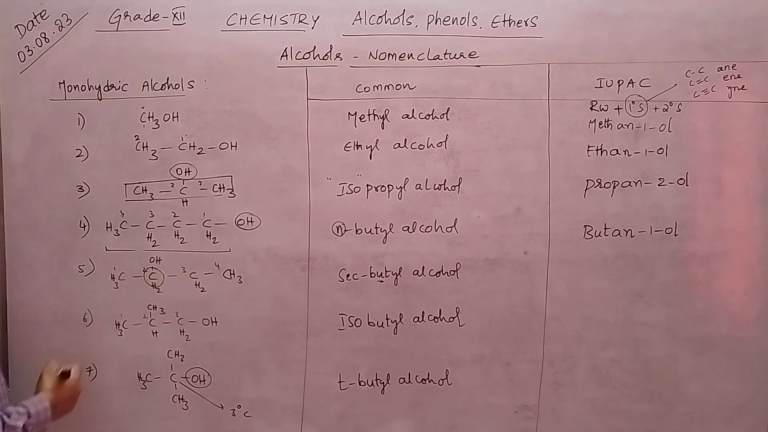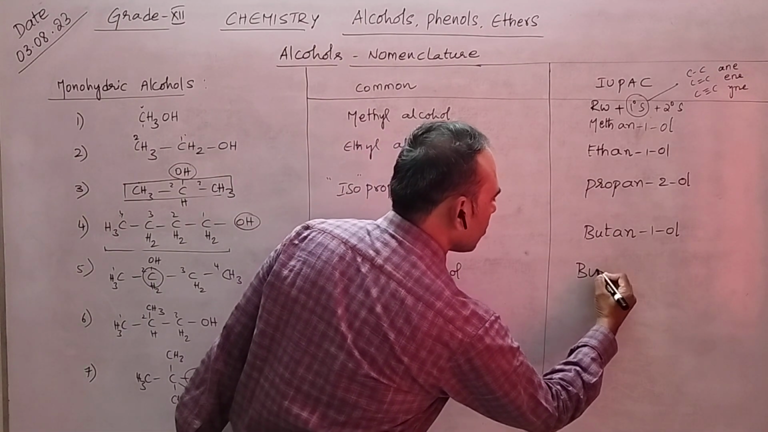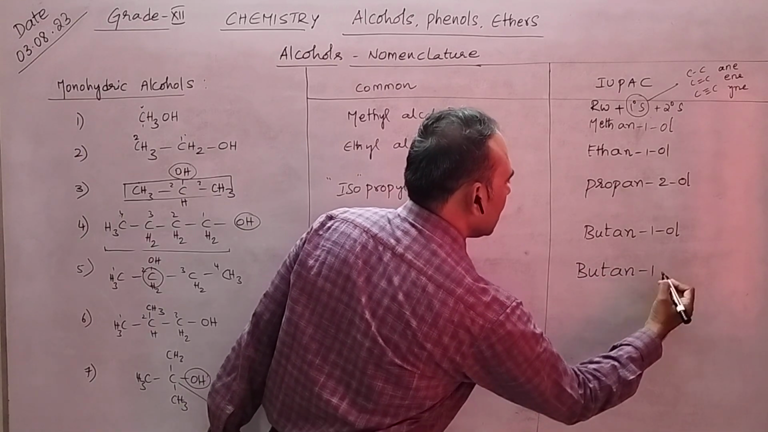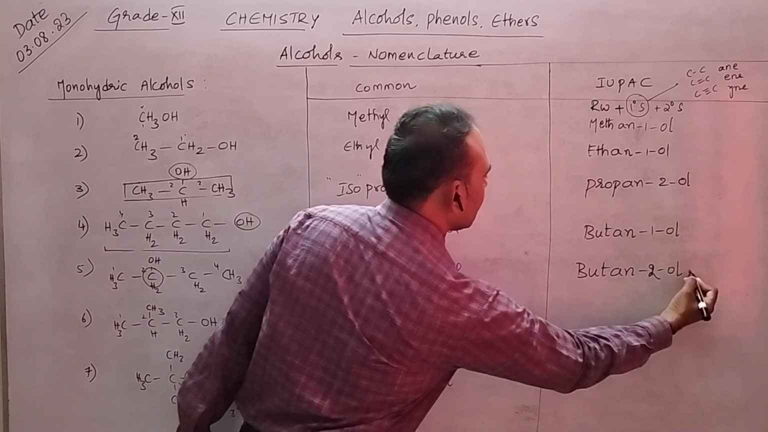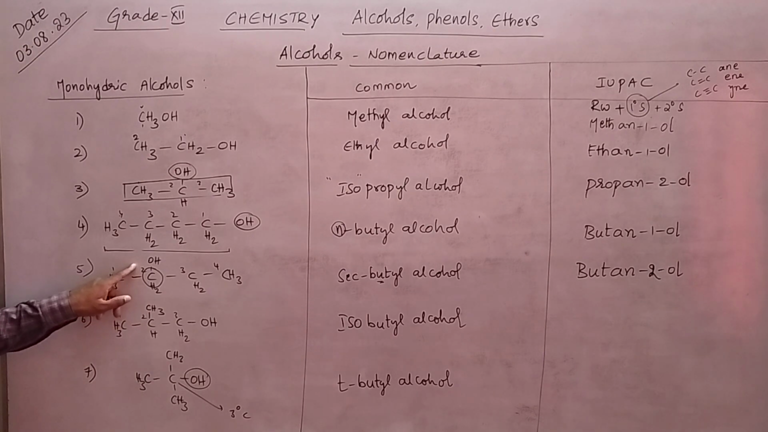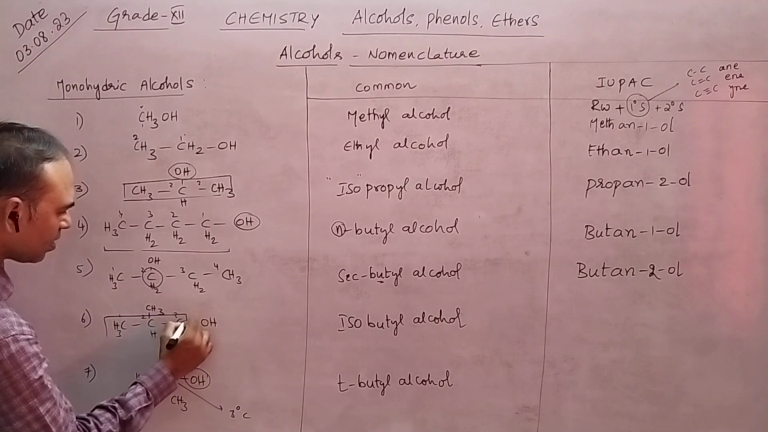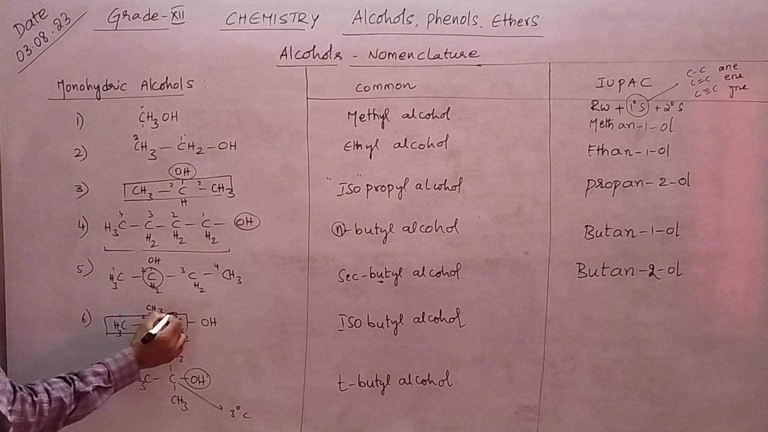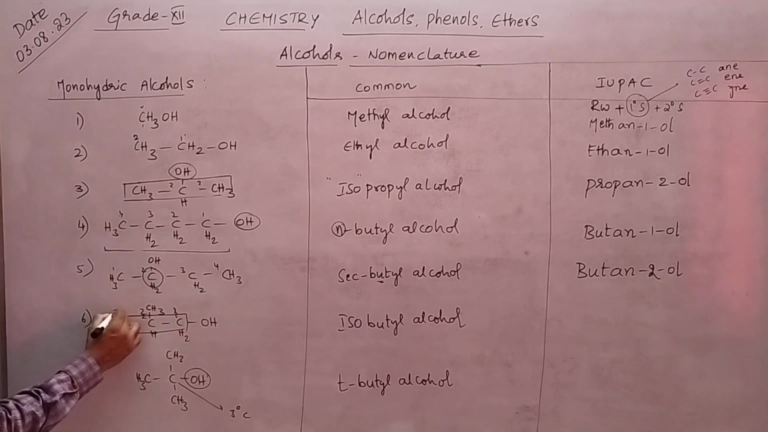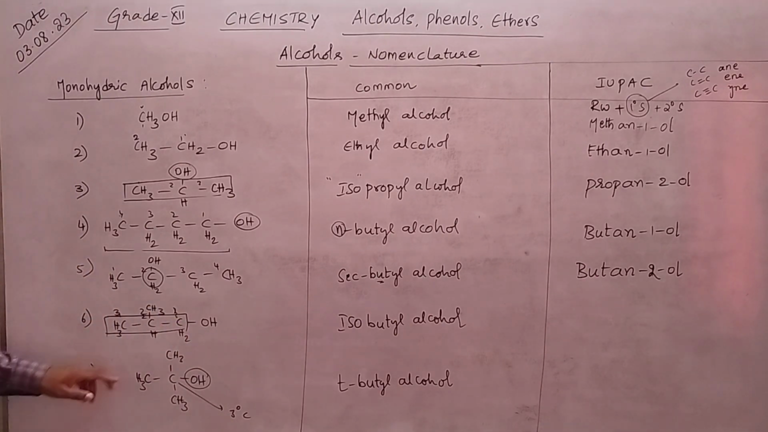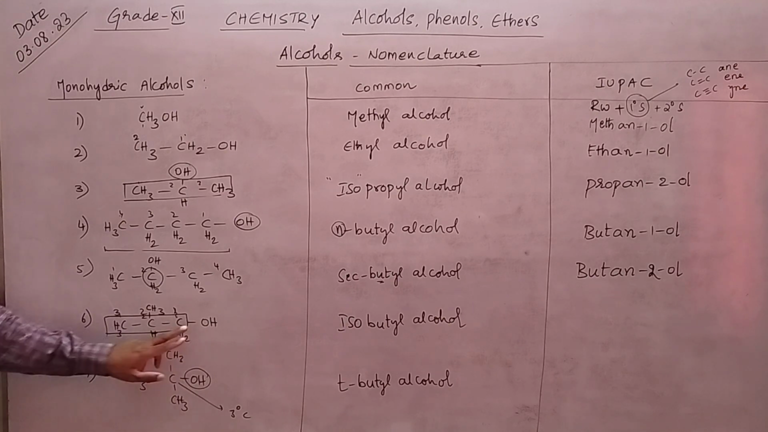So 1, 2, 3, 4, root word is but, single bond ANE, and at second position alcohol, therefore 2-ol. Now coming to this, this is the parent chain. Numbering is given from this direction. Now if you observe this, first position OL is there and second position methyl is there.